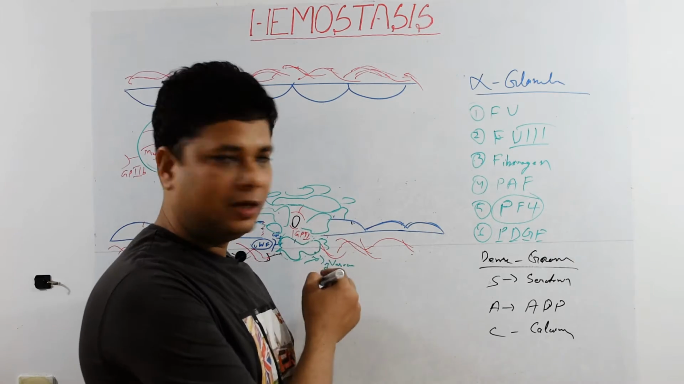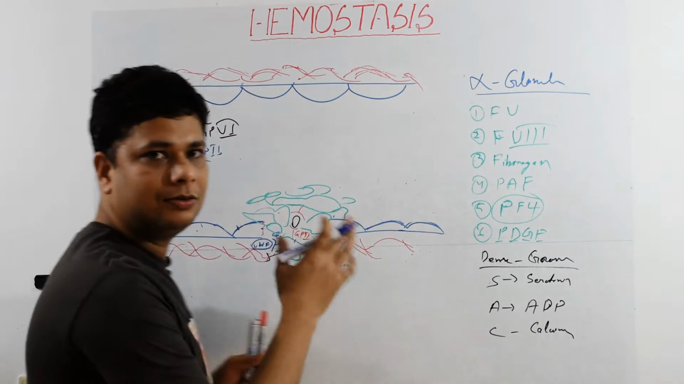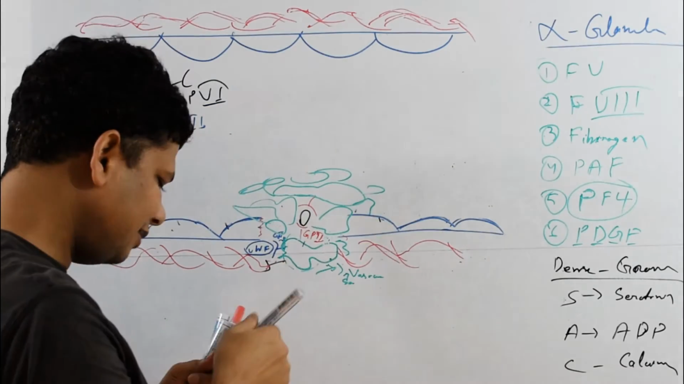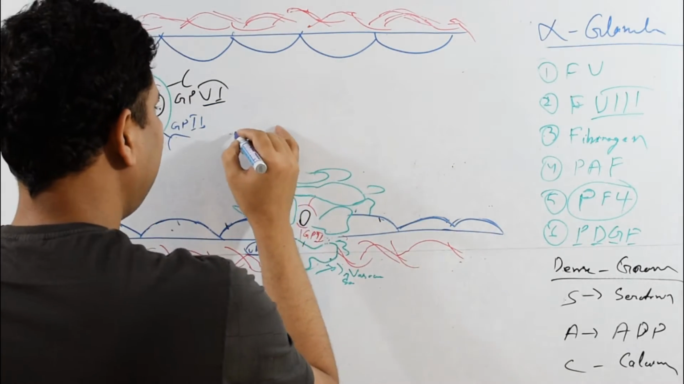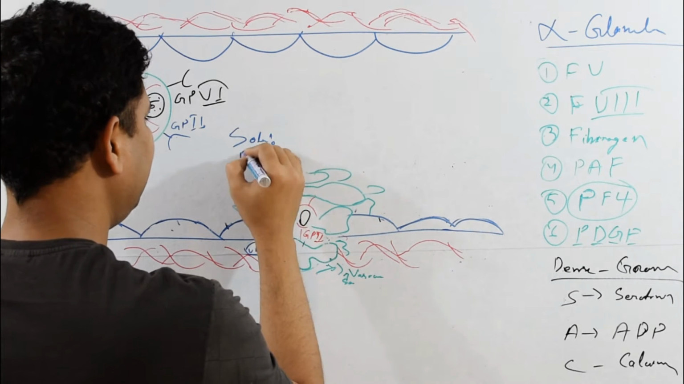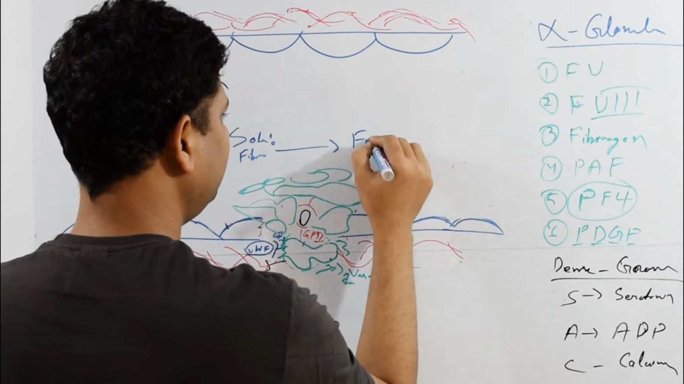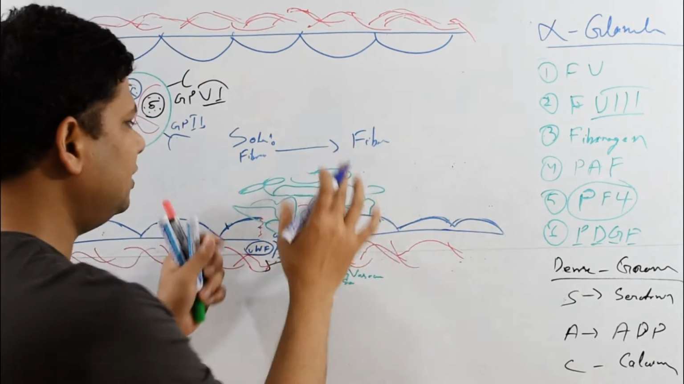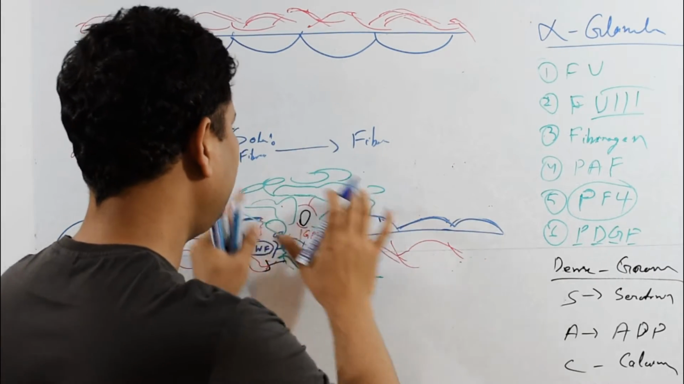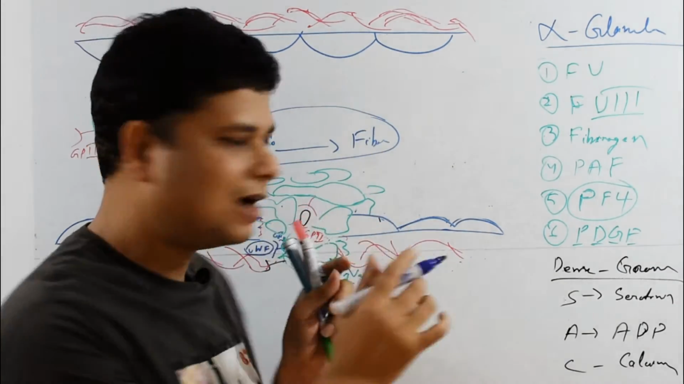After the primary hemostasis comes the secondary hemostasis, which is also called coagulation. What is coagulation? When the soluble fibrinogen converts to fibrin, and these fibrin filaments, this fibrin will make the clot strong, and this process is called coagulation.